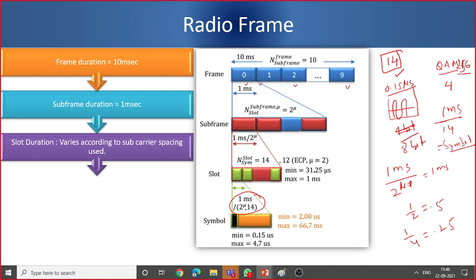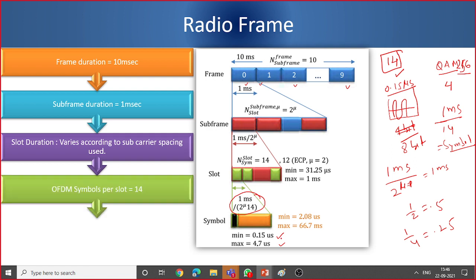If mu is 0, that means it is 14. If mu is 1, then it becomes 28. If mu is 2, it becomes 28 into 2, 56. So that way your symbol duration goes on decreasing. The minimum will be 0.15 microsecond and the maximum will be 4.7 microsecond. I hope it is clear to all of you. Any doubt?